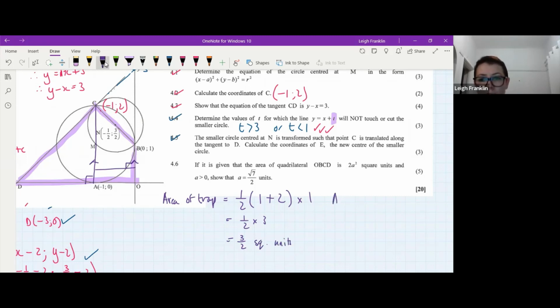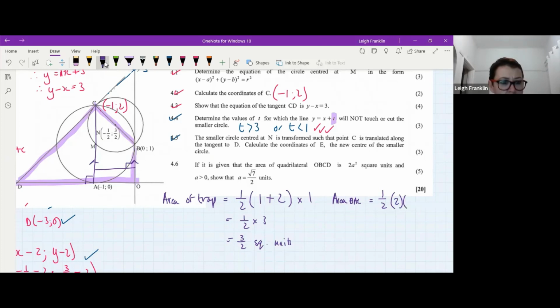Now we're going to work out the area of the triangle. Okay, so the area of triangle DAC, again, it would be half base times height. So if we said that the height was AC, the length of that line would be 2, wouldn't it?